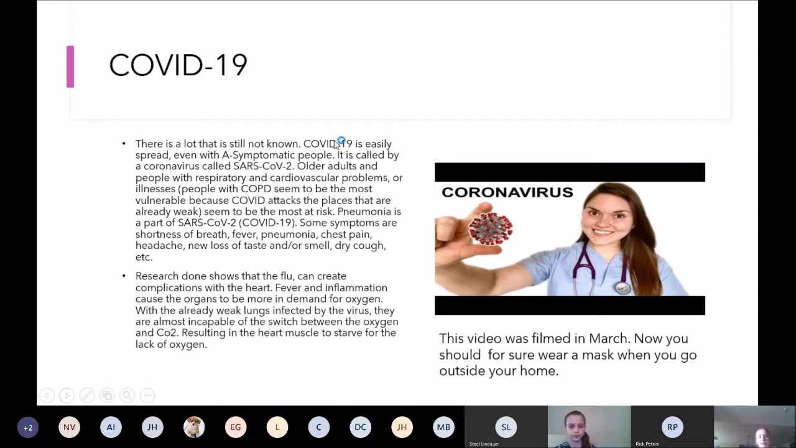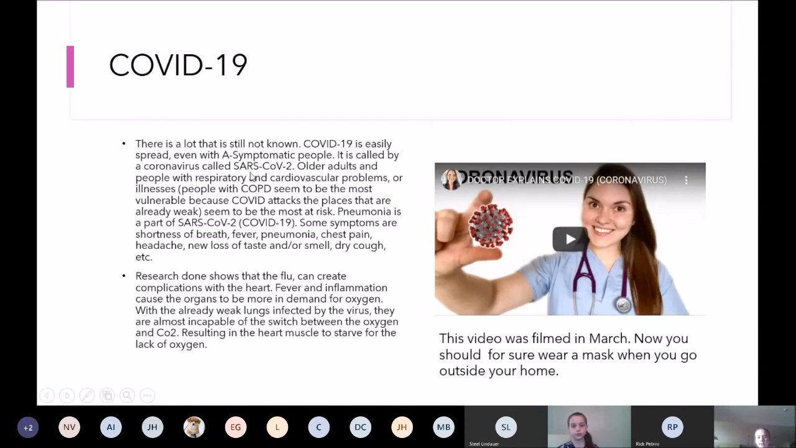COVID-19. There is a lot that is still not known, and COVID-19 is easily spread even by asymptomatic people. It is caused by a coronavirus called SARS-CoV-2. Older adults and people with respiratory and cardiovascular problems or illnesses, like people with COPD, seem to be most at risk. Some symptoms are shortness of breath, fever, pneumonia, chest pain, headache, new loss of taste and or smell, dry cough, etc.